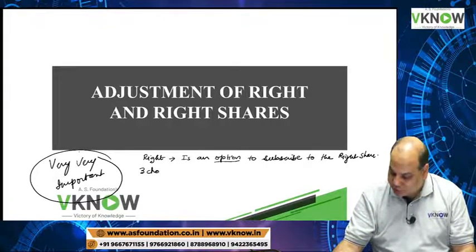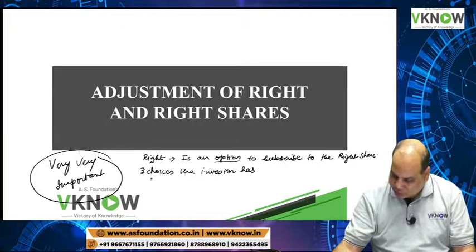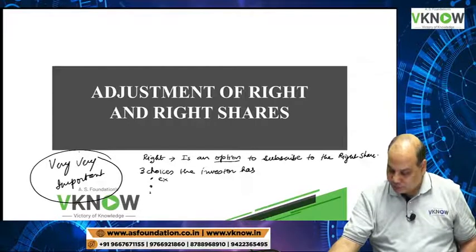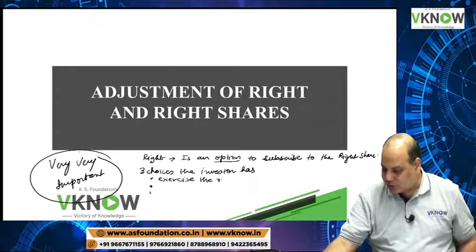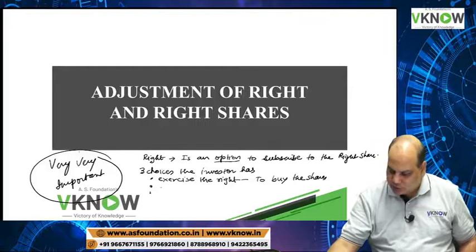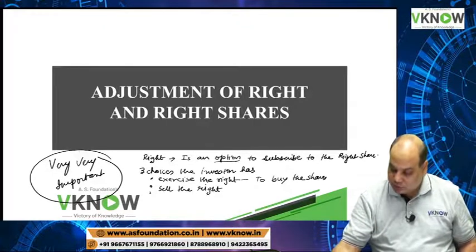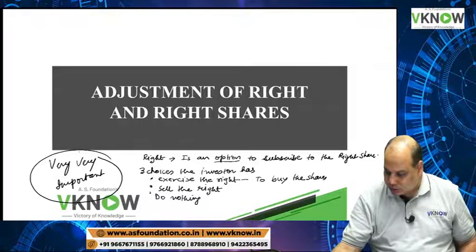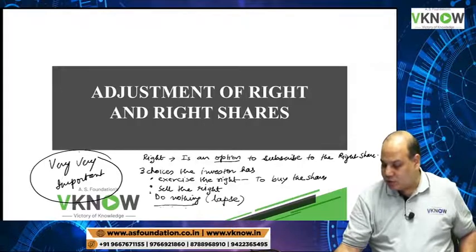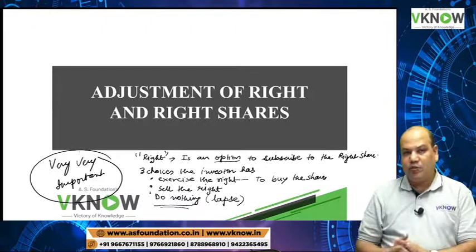So, what are the three choices the investor has when he receives the right? One, he will exercise the right. Exercise the right means he will purchase the share, to buy the shares. Second, he can sell the rights. He may not exercise, but he may sell the right. Third is do nothing. Do nothing means let it lapse. Neither you exercise nor you sell the right, so the right will lapse. Oh, it seems some of you have studied about right before.